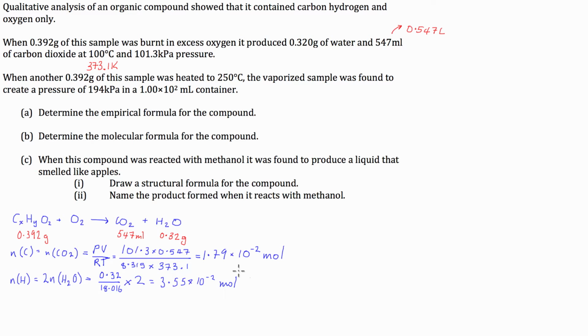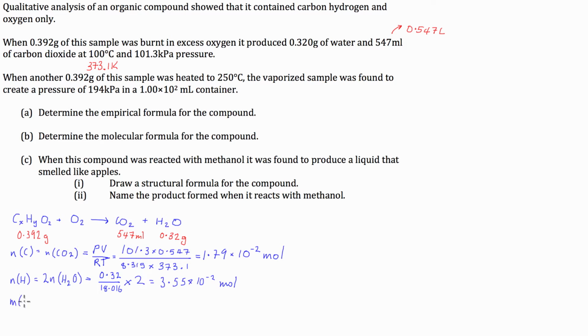Okay, so now we've figured out the number of moles of hydrogen and the number of moles of carbon. The only way we can figure out the number of moles of oxygen in this molecule is if we work out the mass of oxygen left over. So what we're going to do is work out the mass of 1.79 times 10 to the negative 2 moles of carbon, and the mass of 3.55 times 10 to the negative 2 moles of hydrogen. So we'll just see if we can squeeze it in down here.